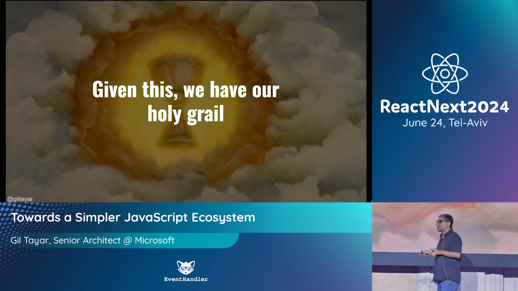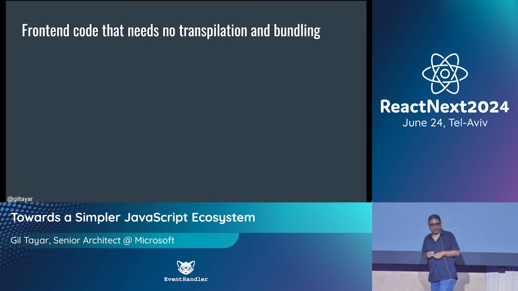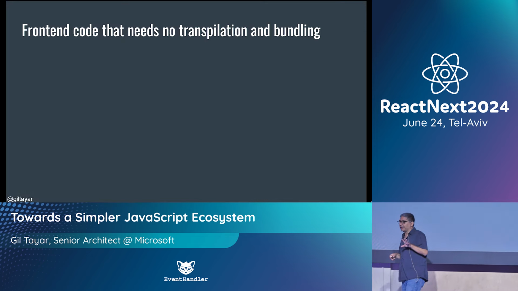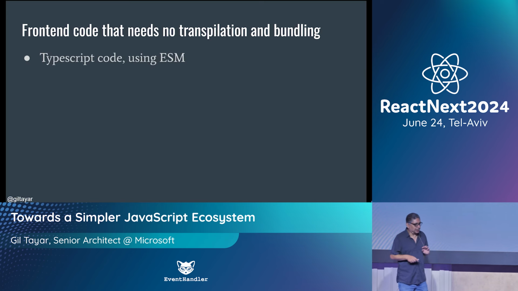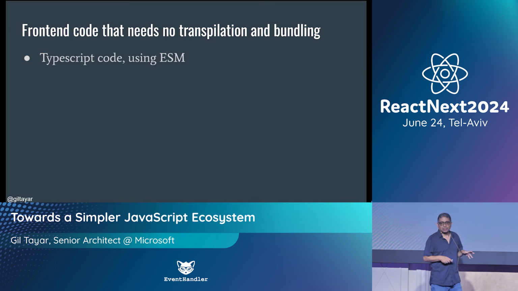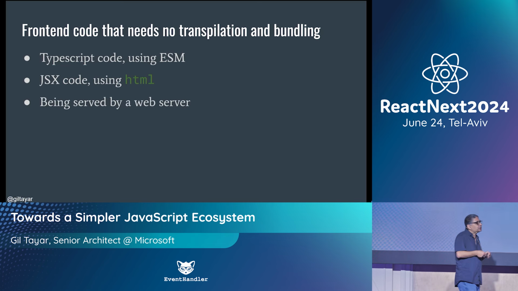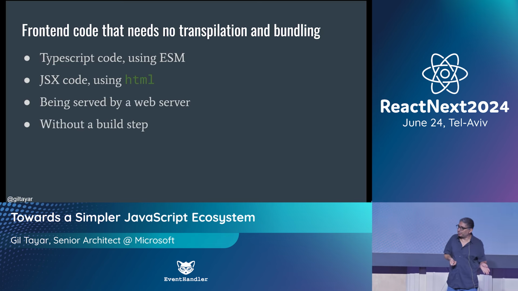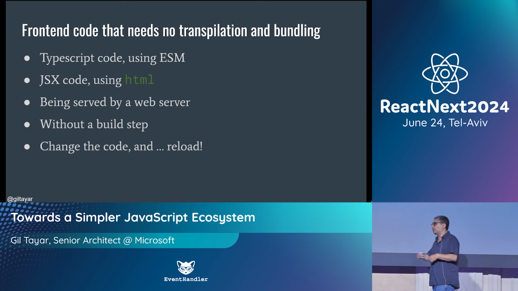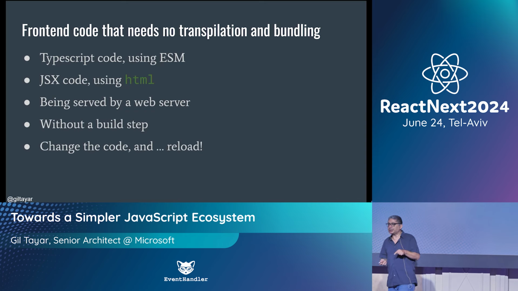So given this, we have our holy grail. Front-end code that needs no transpilation and bundling. TypeScript code using ESM, JSX code using HTM, being served by a regular web server without a build step, zero build step, no need for incremental watch or whatever. Change the code, reload, and you're done. Okay?